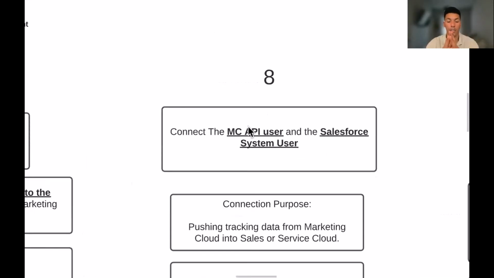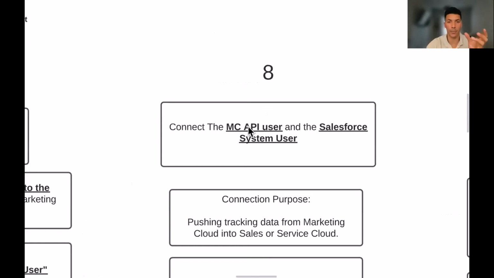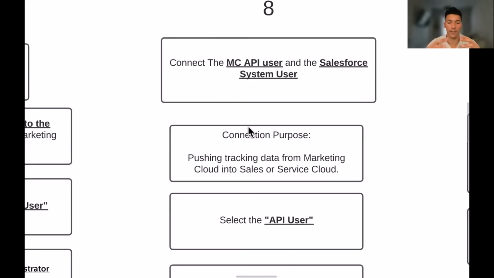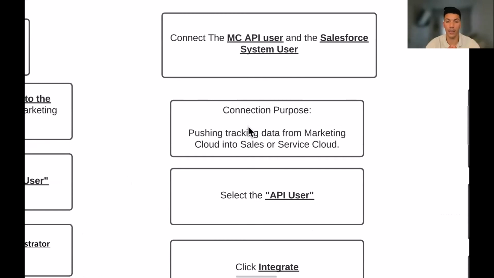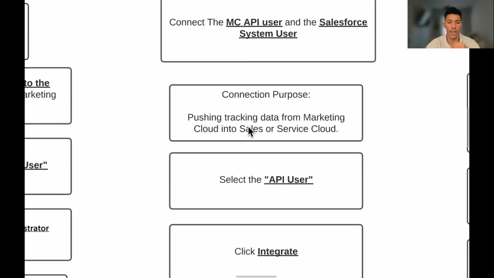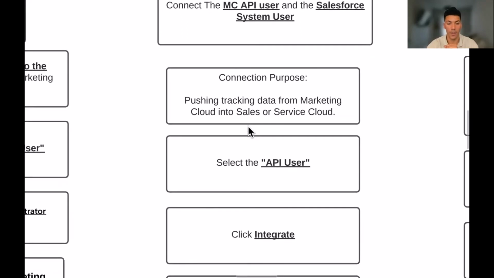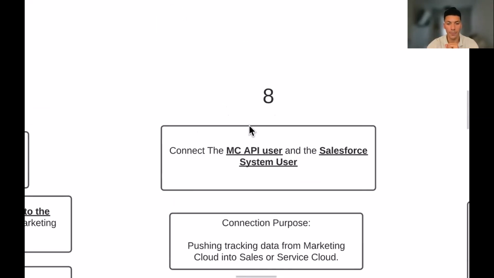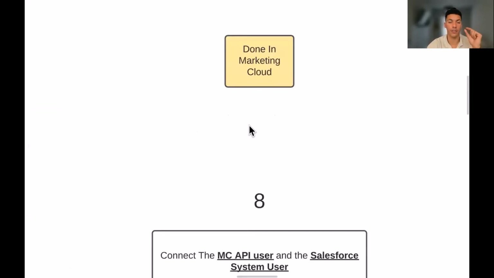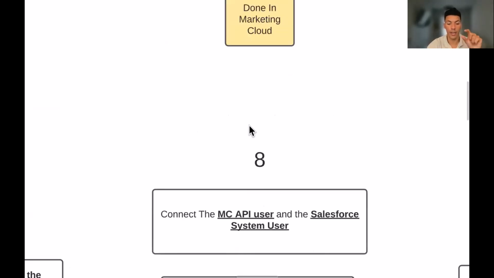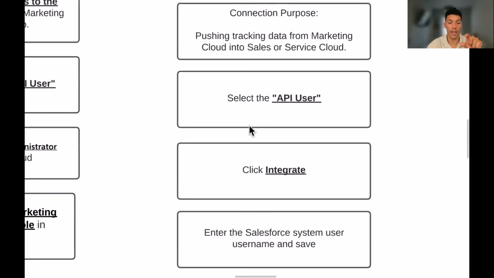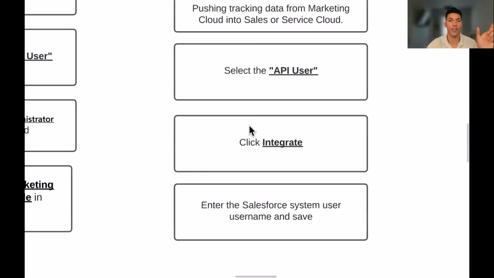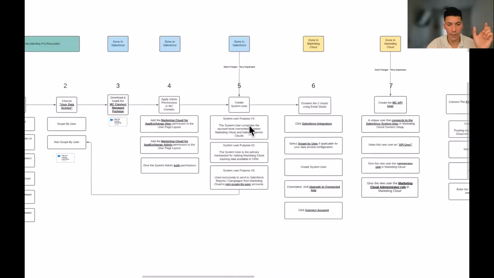Once you set that user up, you're going to connect the two users together. That process is once again covered inside of the playlist that I sent over. You're going to want to connect your Marketing Cloud Connect API user to your Salesforce system user so the two can interact and speak with each other. That's going to be done in Marketing Cloud. For the user that you just created in Marketing Cloud, you'll click an integrate button when you've selected that user, and then you will integrate that user to the Salesforce system user that you created in Salesforce on step 5.